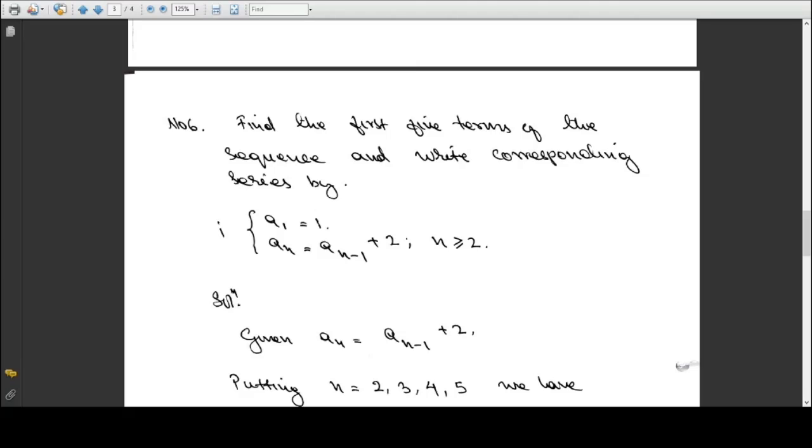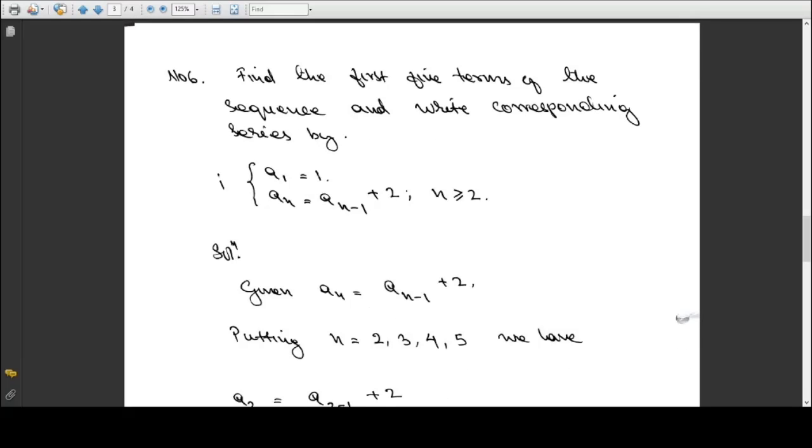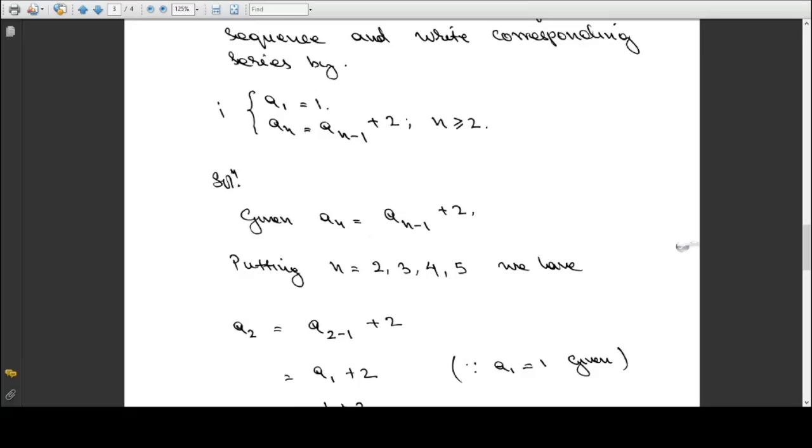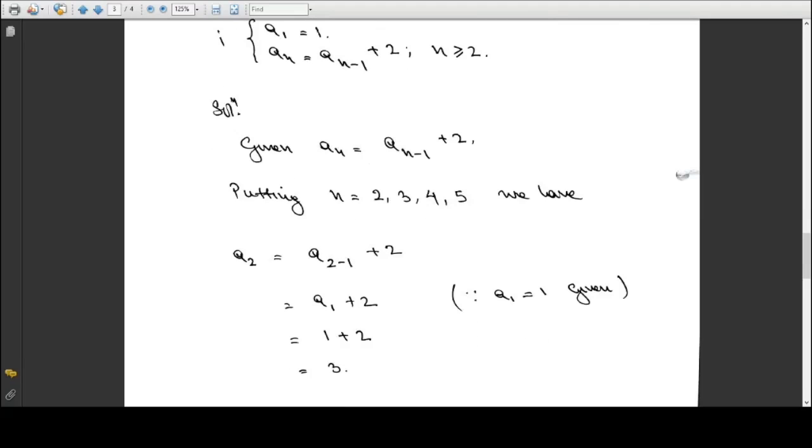Okay, now putting n equal to 3, 4, 5, we have, because we need 5 terms. 5 terms means, considering the first term, which is 1, 2, 3, 4, 5, we will get altogether 5 terms. Putting n equal to 2, you will get a2 equals a(2-1) plus 2, a(2-1) which is a1 plus 2. Now a1, what is a1? a1 is given, a1 is 1. Instead of a1 we are writing 1 plus 2, which is 3.